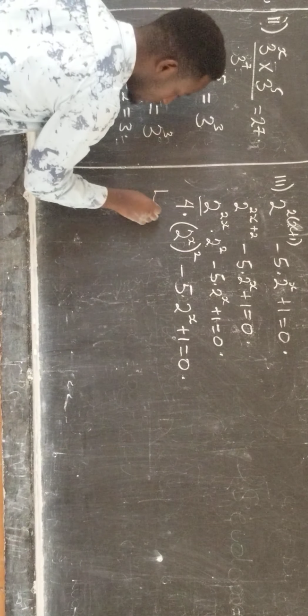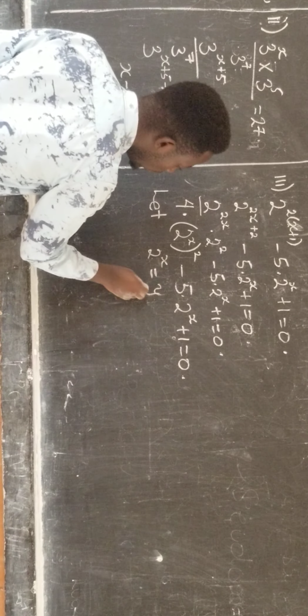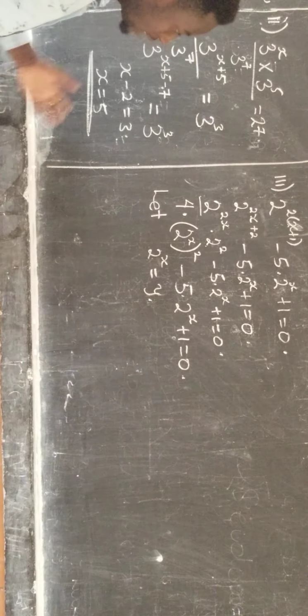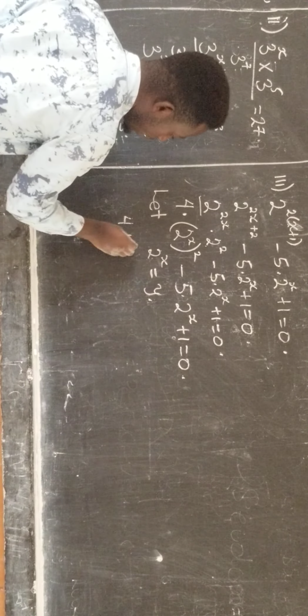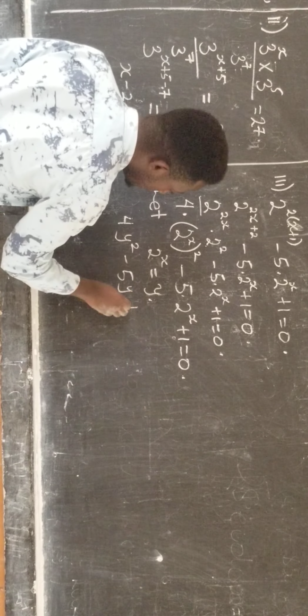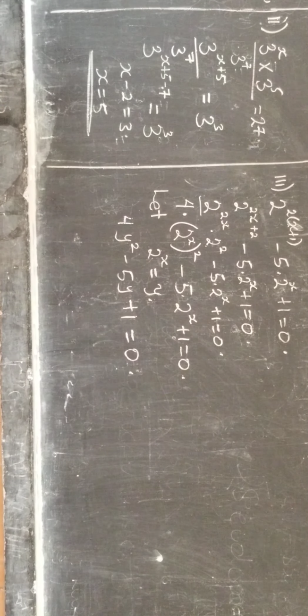So I can let 2 power x be equal to y. You can call it any other name, but I have chosen y. So in that case, I have 4y squared minus 5y plus 1 equal to 0. Is that okay? So in this case, I need to solve the quadratic equation.